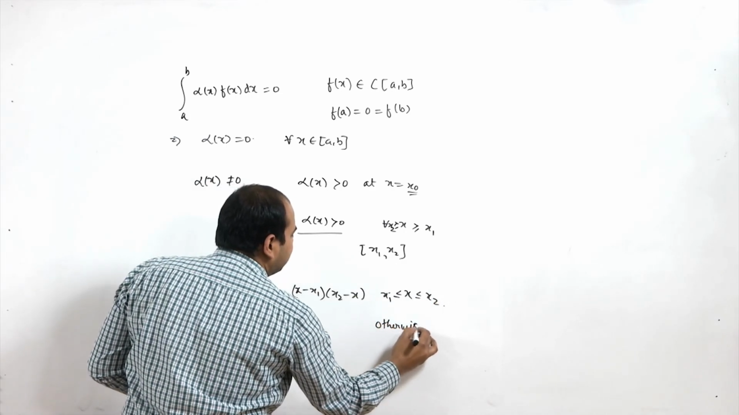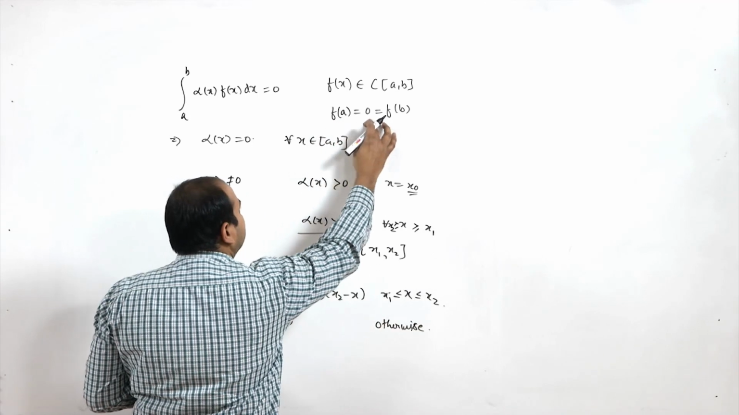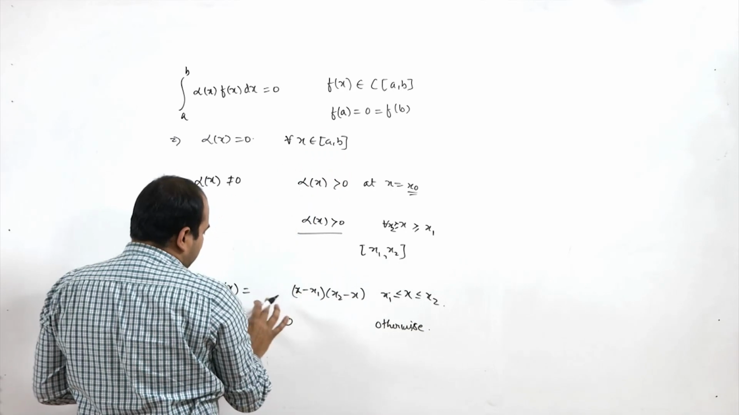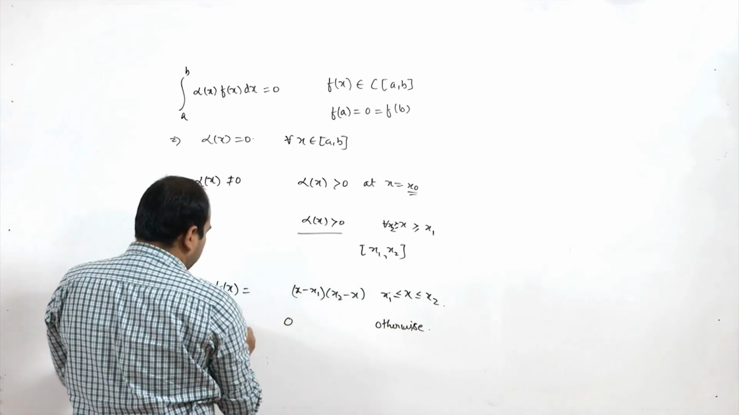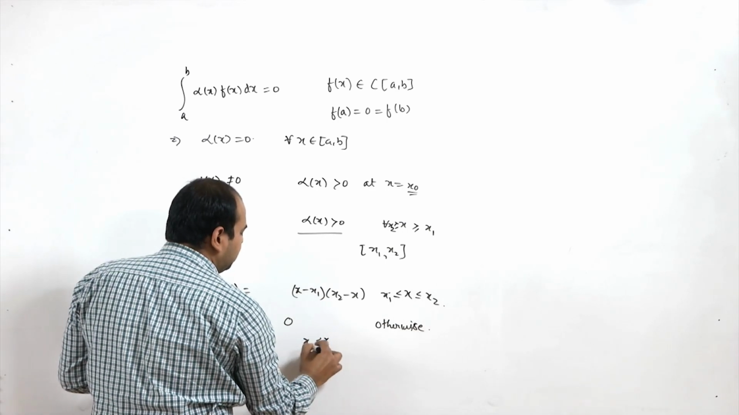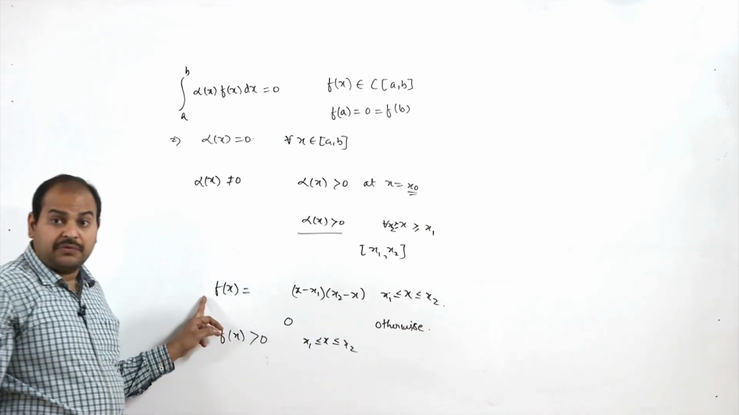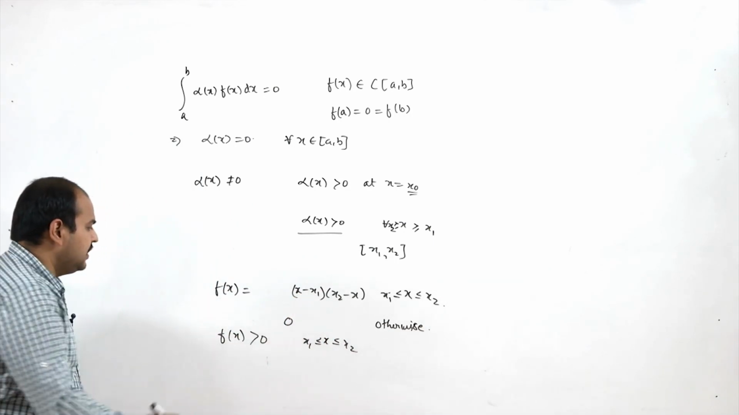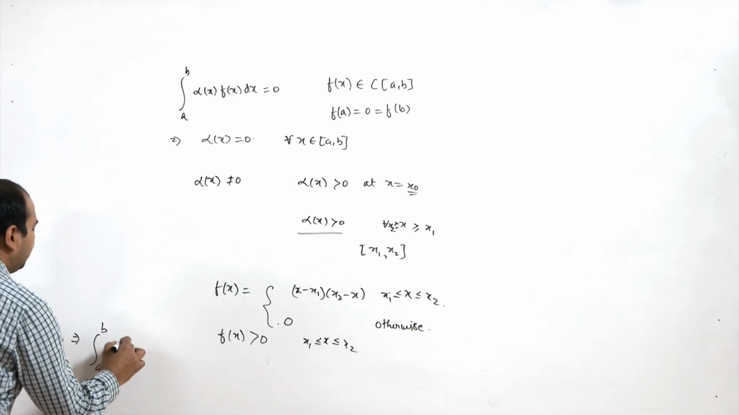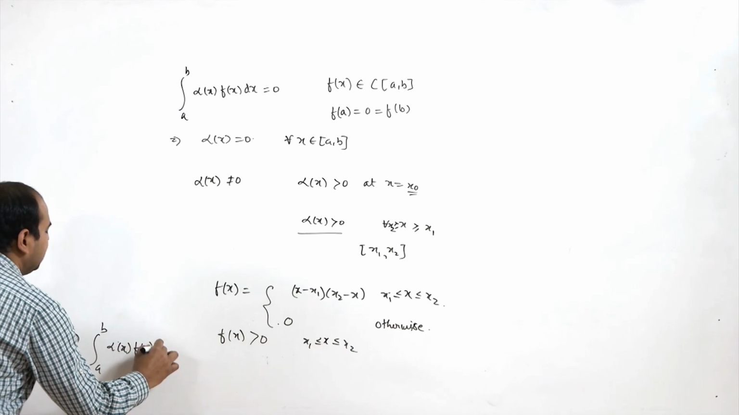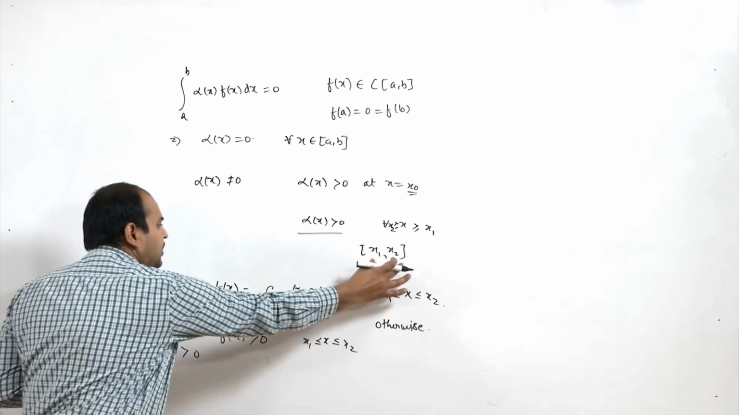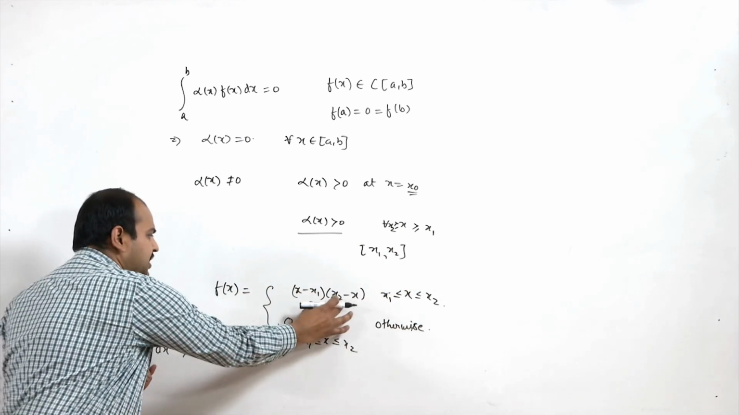So, it will satisfy the condition that f of a equal to 0 equal to f of b, and it is a continuous function between a to b. And not only this, f of x is positive in the interval between x1 and x2. So, if we assume f of x to be denoted as this, then this implies that the integral from a to b of alpha of x f of x dx is going to be greater than 0.